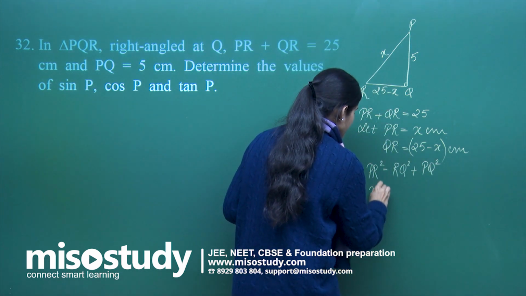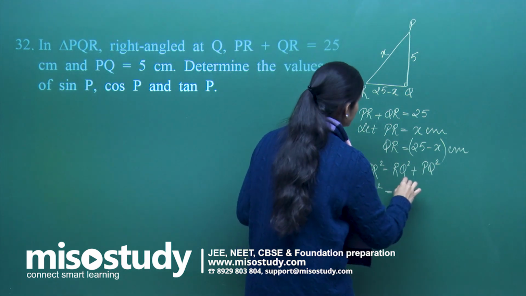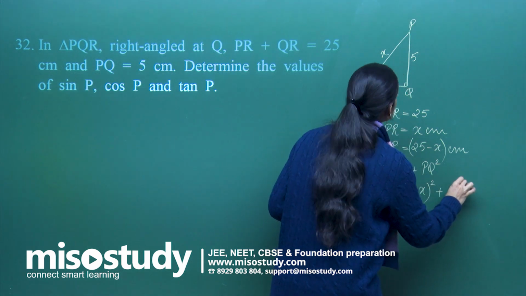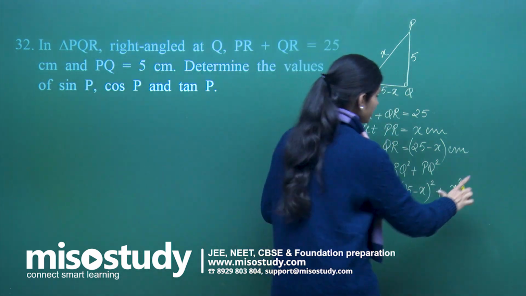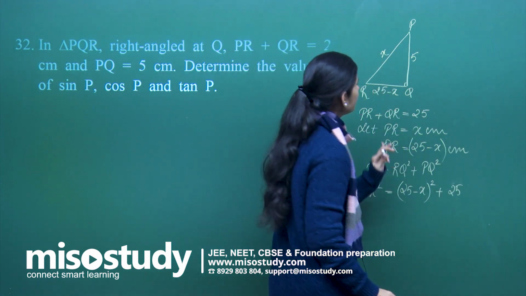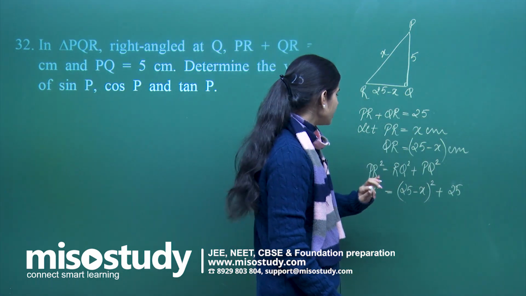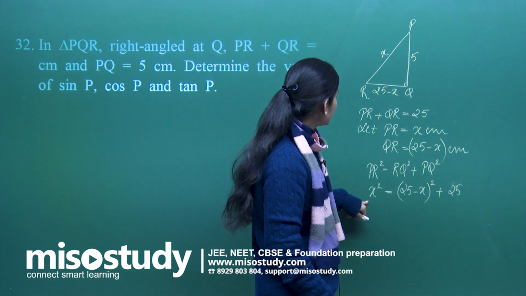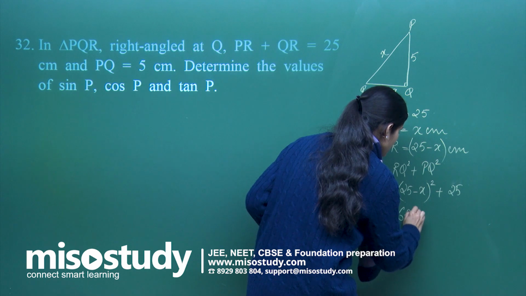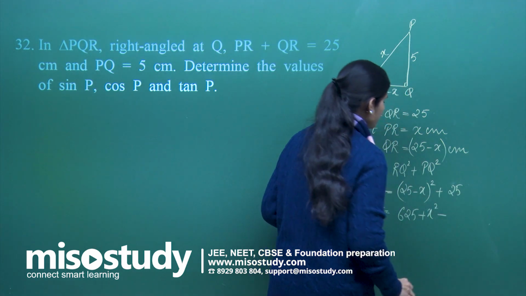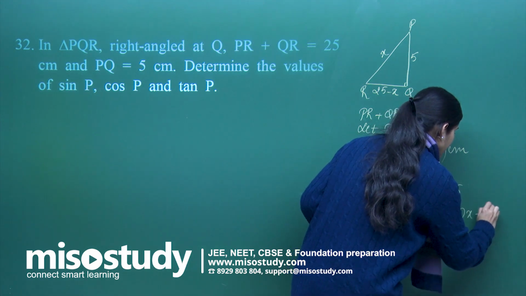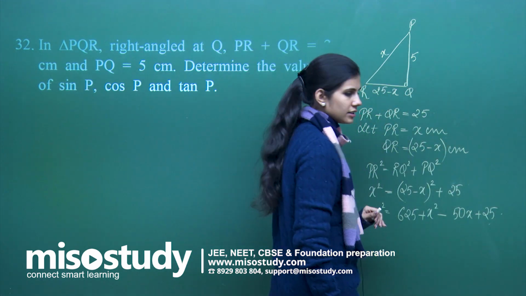So PR square is x square, which is equal to QR square, that means 25 minus x whole square, plus PQ square, that is 25, because PQ is 5, so PQ square is 25. So you have this square plus this square is x square. So x square turns out to be 25 into 25 is 625 plus x square minus 2 into x into 25, which is 50x, plus 25.